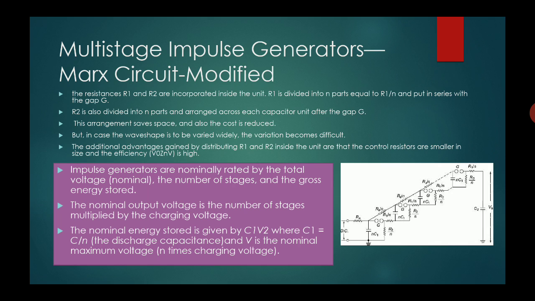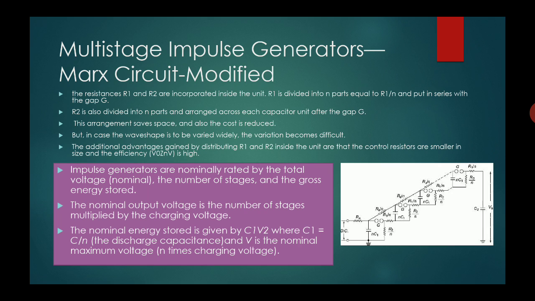That was the previous Marx circuit. Now we have a modified Marx circuit, given on the right hand side. What is the difference? The resistances R1 and R2 are incorporated inside the unit. R1 is divided into n parts, each equal to R1 by n, and put in series with the gap G. R2 is also divided into n parts and arranged across each capacitor unit after the gap G.